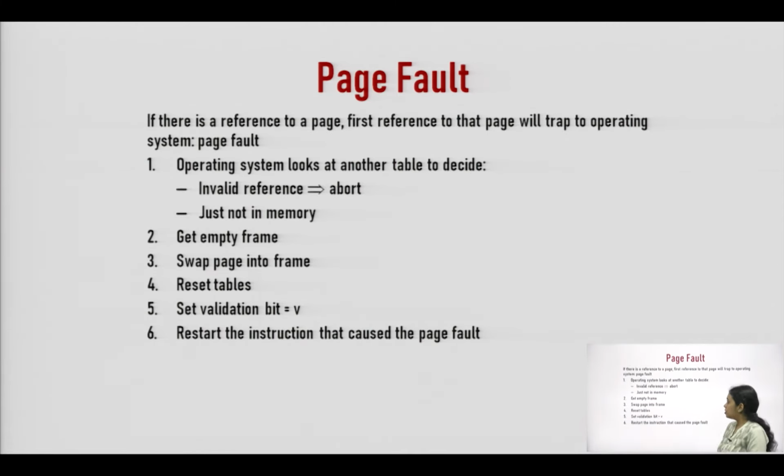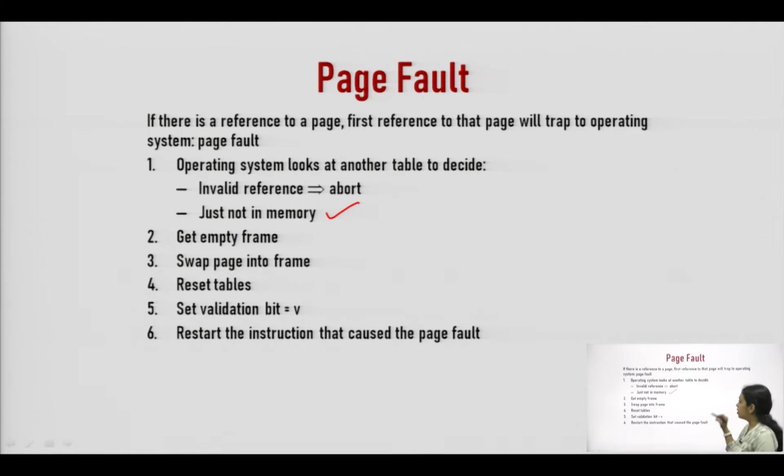By looking at another table, first of all we check for that valid and invalid reference, because if it is an invalid reference, that means the page does not belong to that particular process, then we abort the process. Now, if it is a valid reference, then we just check whether it is in memory or not. If it is not in memory, then what do we do?